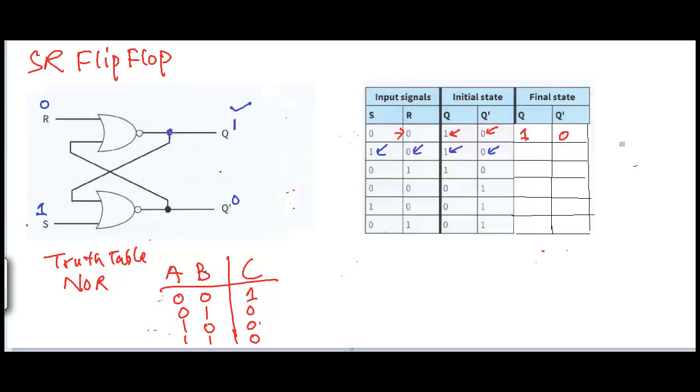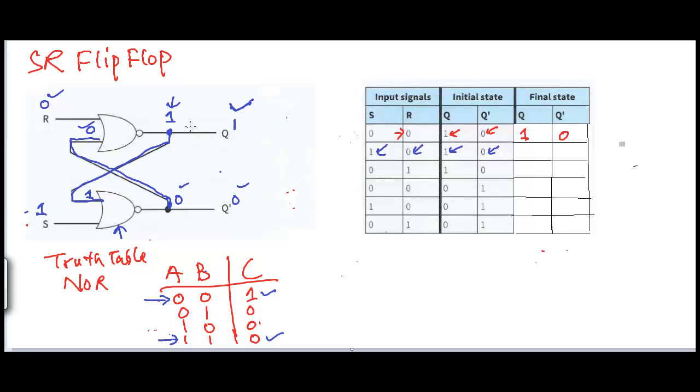So this 1 is going to be fed back here. So now we are going to have 1 here, and then S is also 1. So when 1 1 is input to a NOR gate, we get 0 at the output. Now previously we had 0, even now we have 0. This 0 is going to be fed back to this NOR gate. So this time R is 0 and the other input is also 0. When 0 0 is input to a NOR gate, the output is 1. So previously we had 1 at the output, even now we have 1.